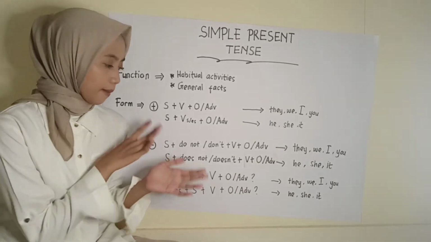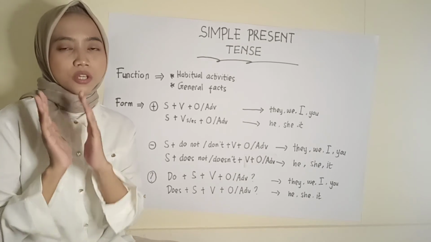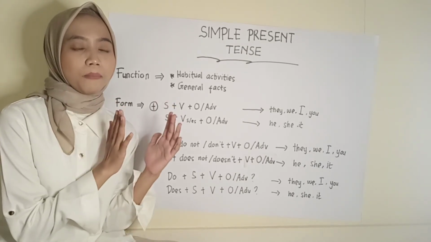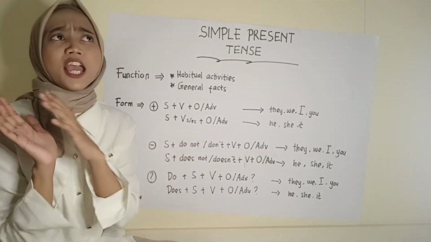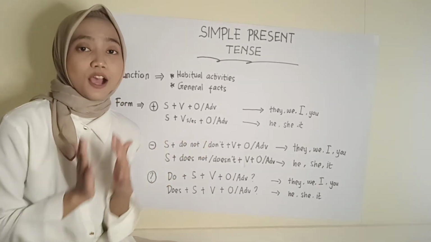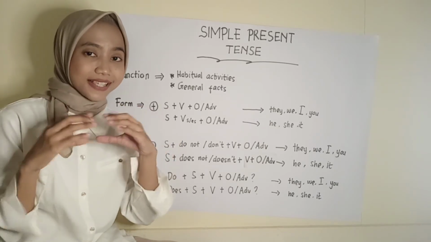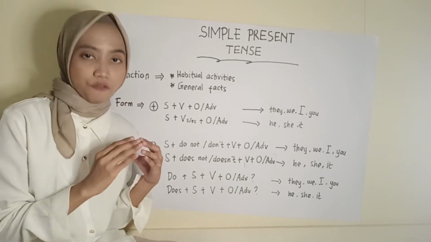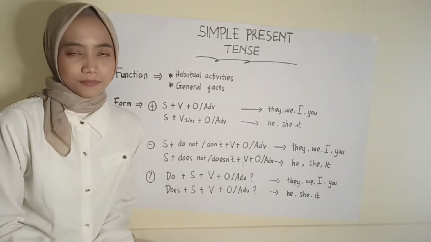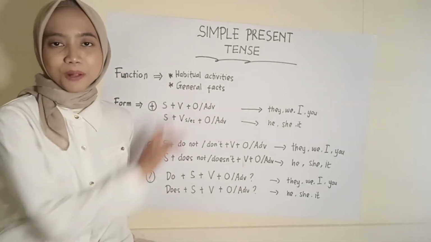Okay, so for example, he doesn't wake up at 5. Okay, it's not he doesn't wakes up at 5. The word wakes should be changed into wake, into the basic form. Okay? Okay, let's move to the third form of simple present tense.